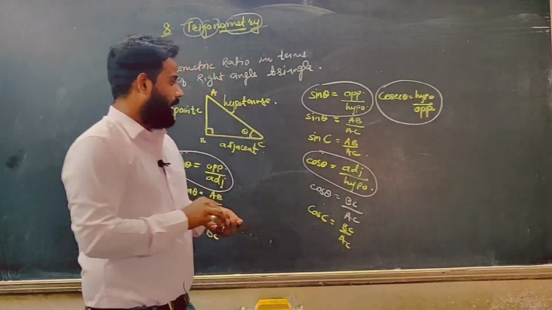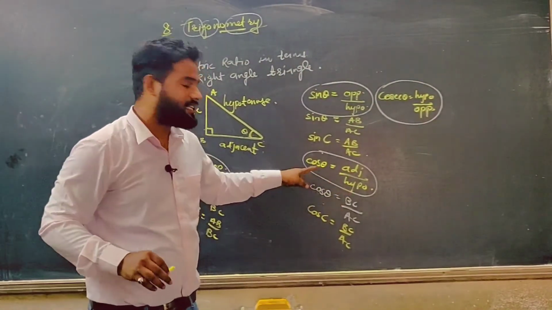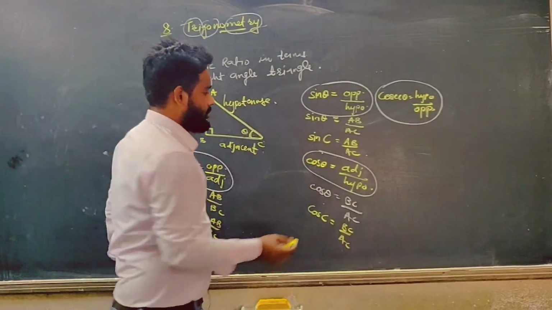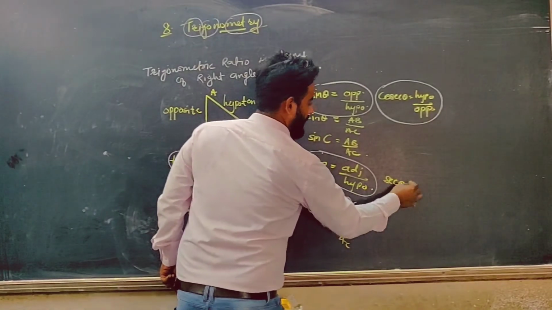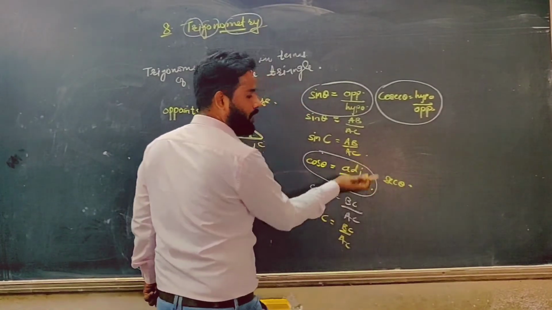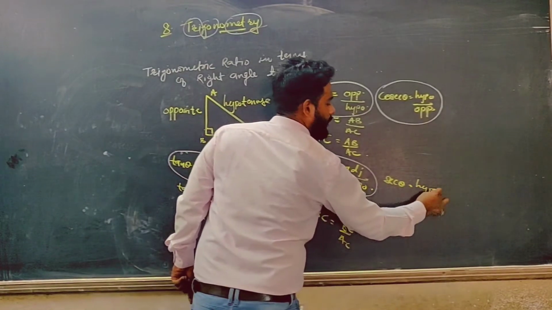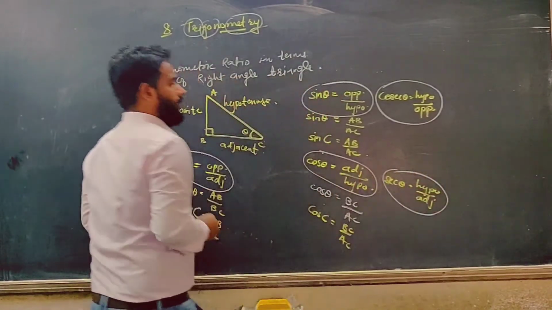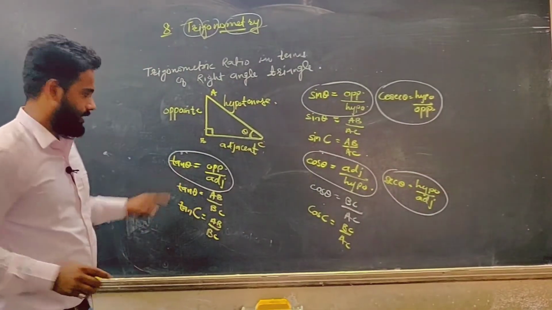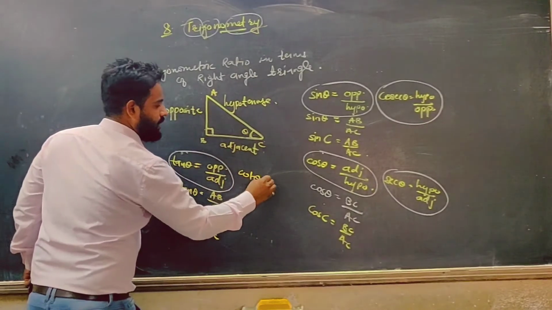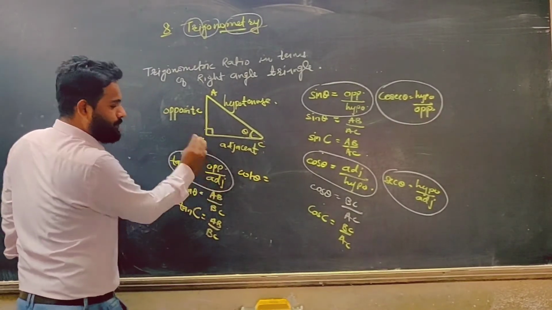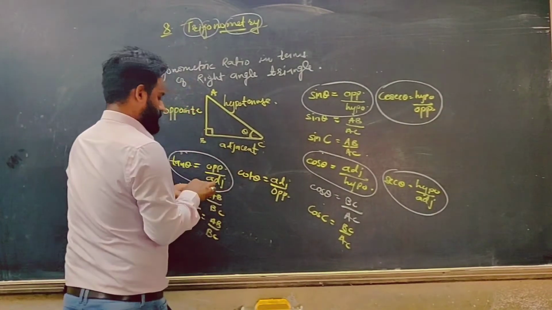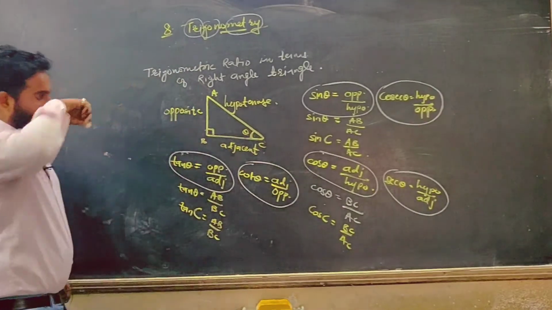If cos theta is equal to adjacent upon hypo, what is the opposite of cos? Remember, the opposite of cos is sec. So sec theta is the reciprocal of adjacent upon hypo, that is hypo upon adjacent. That also you have to remember. And the opposite of tan theta is cot theta. If tan is opposite upon adjacent, the reciprocal of it is adjacent upon opposite. That you have to remember.